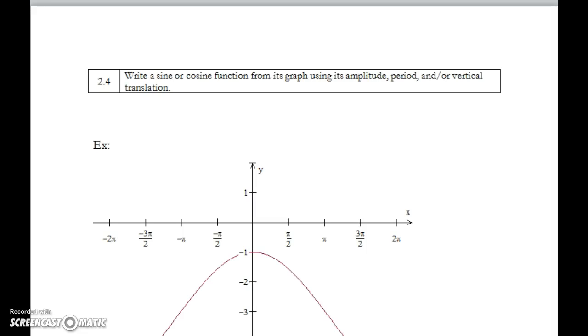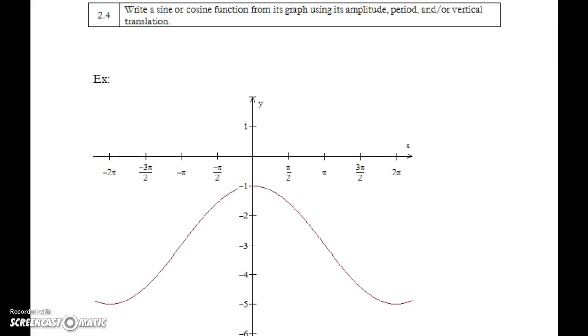Standard 2.4. Write a sine or cosine function from its graph using the amplitude, period, and vertical translations. All right, let's take a look at our first example here.